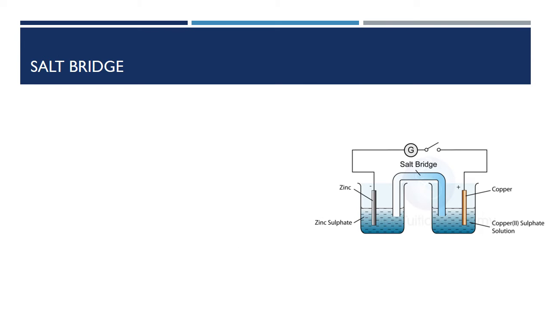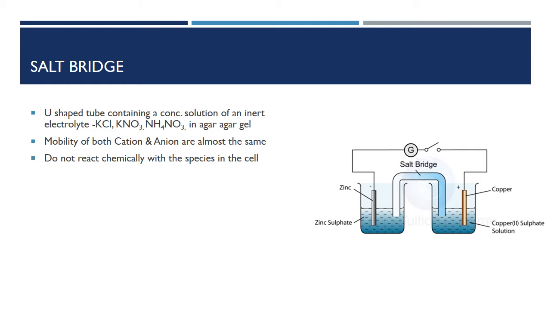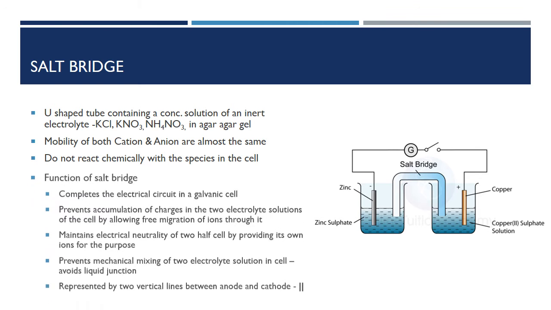What exactly is a salt bridge? A salt bridge is a U-shaped tube containing a concentrated solution of an inert electrolyte. The electrolyte may be either KCl, KNO3, ammonium nitrate or any other such electrolyte in an agar-agar gel. The important point to be noticed is that the mobility of both the cation and anion should be almost the same, and they should not react with the species in the cell.